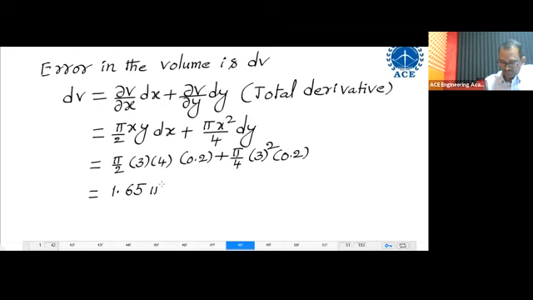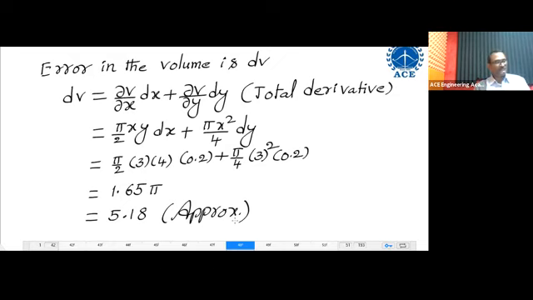1.65 pi. Pi value 3.14. Then approximately this is the answer. It was given in 2020 civil engineering.